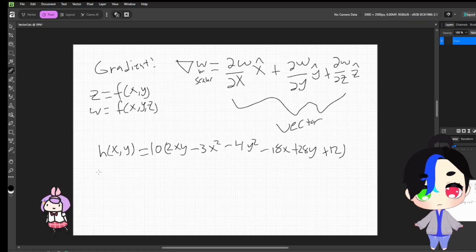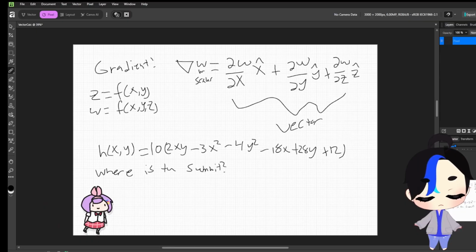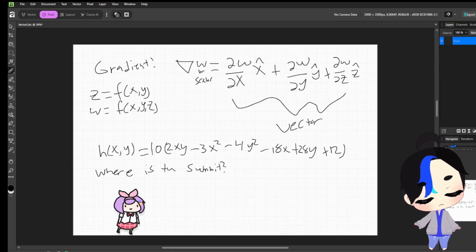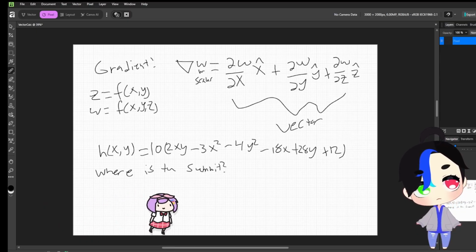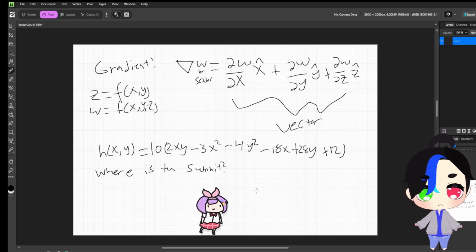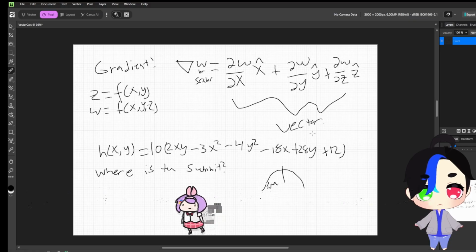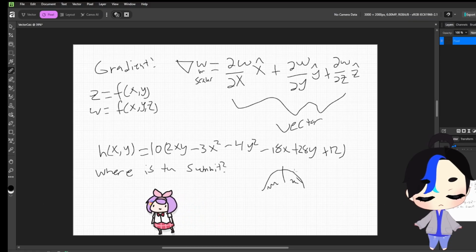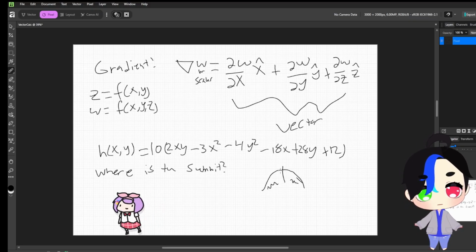So, we want to know where the top of the hill is. Where is the summit? Well, the summit is the highest point. If you go back to 2D and look at something that just goes up and down, everything on the left side is going to have a positive slope, and everything to the right of it will have a negative slope because it's going down. So the highest point will be where the slope is 0.